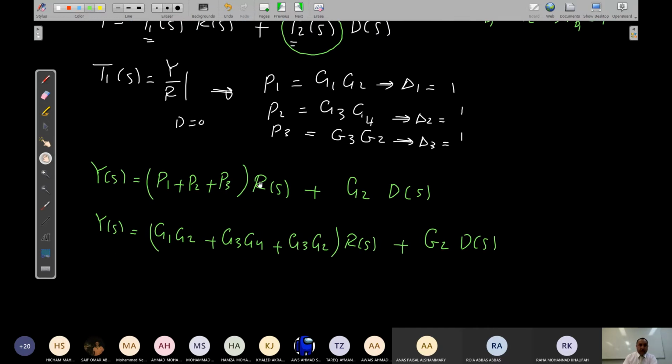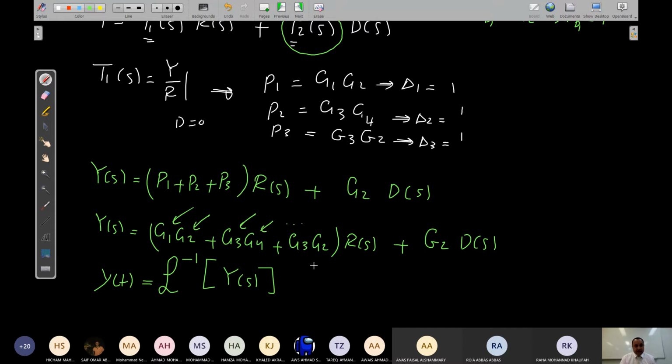Now, if I need to find Y of T, in general I'm interested in the response in the time domain. What I should do? Laplace inverse. Now I need to evaluate the Laplace inverse of what? Of Y of S. But in order to do so, I must specify G1 equal to what? G2 equal to what? G3 equal to what? G4 equal to what? And so on.